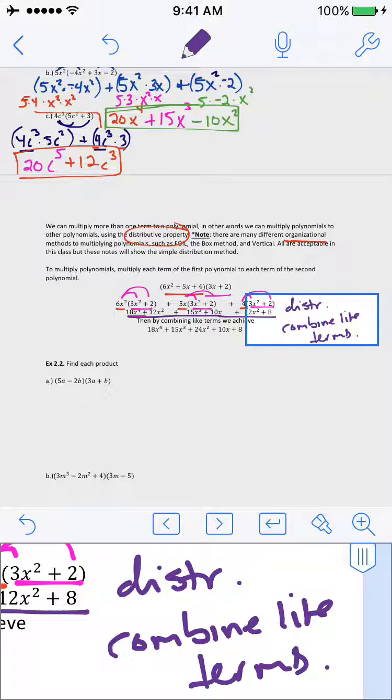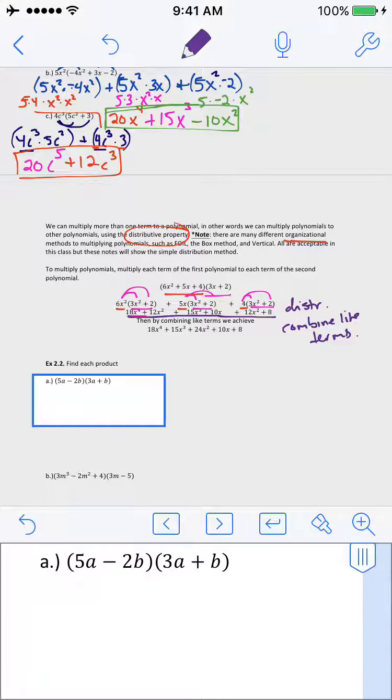That's it. Distribution property, combined like terms. So let's try that out. Let's try it out for ourselves. We've got this binomial times this binomial, right?